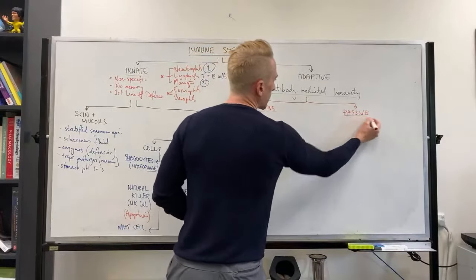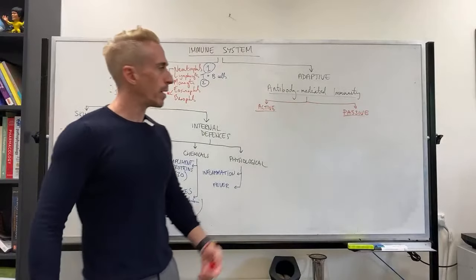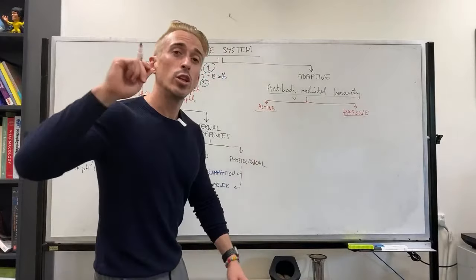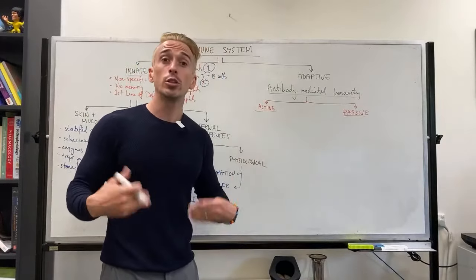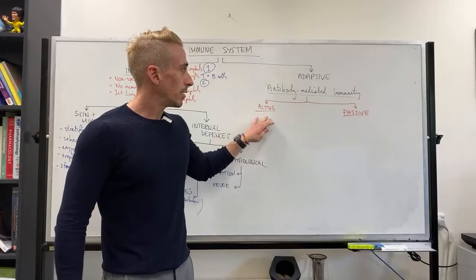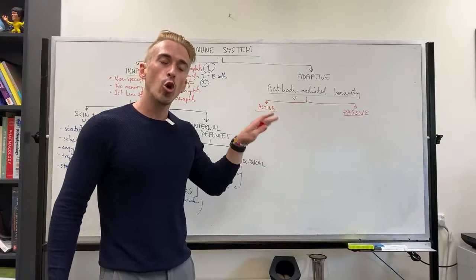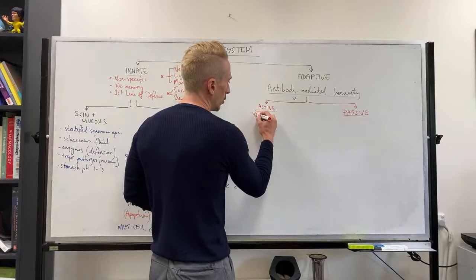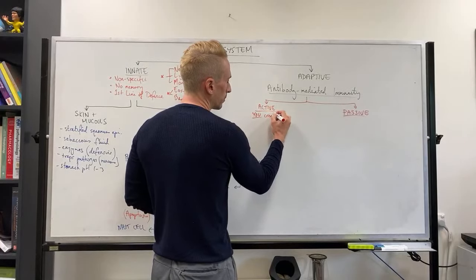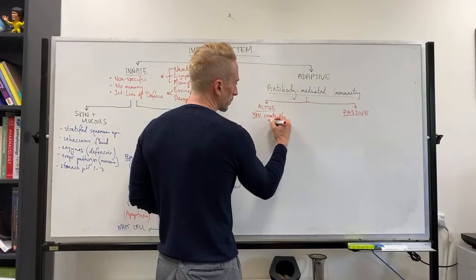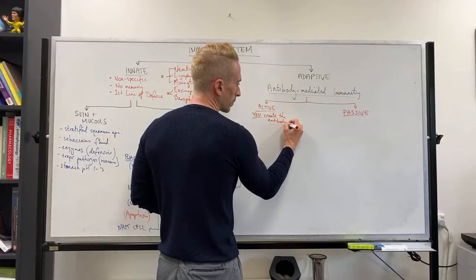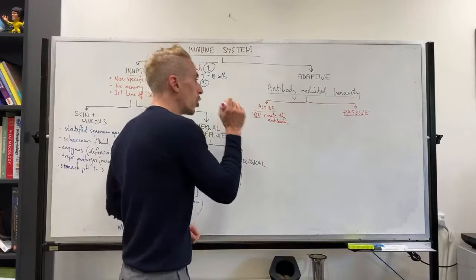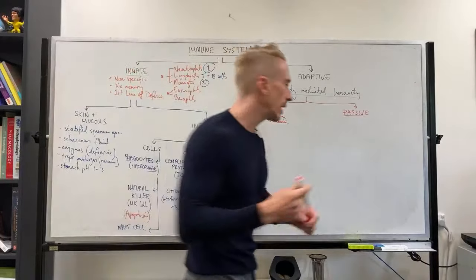All right, basically, it's how do you get antibodies to remember a pathogen, right? Active immunity is when it's active. It's an active process, which means your body's doing it. So active antibody-mediated immunity is when your body creates the antibodies itself. You create the antibodies. Right? Passive immunity, you do not create the antibodies, you just receive the antibodies.